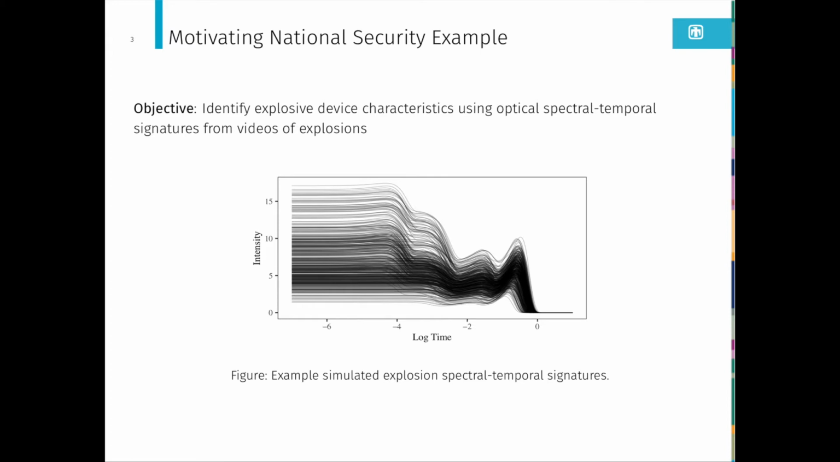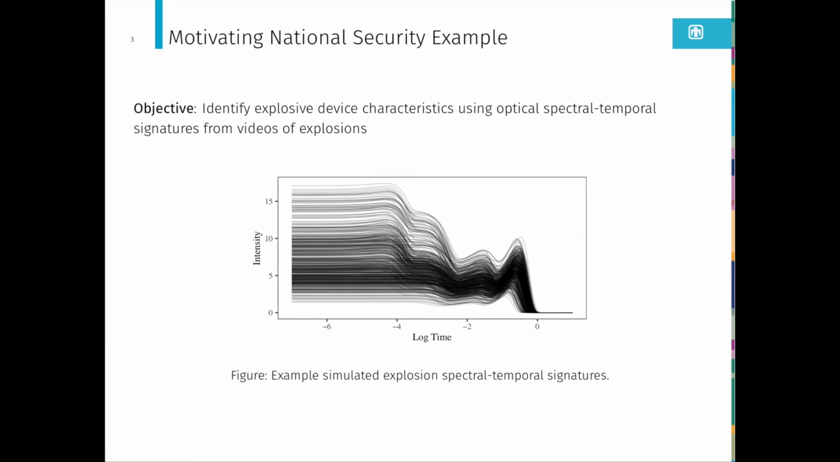When the explosive device goes off, a video of the explosion can be taken, and then a value, which is referred to as intensity here, can be extracted from the video over time. This creates a function such as the ones shown in the figure.